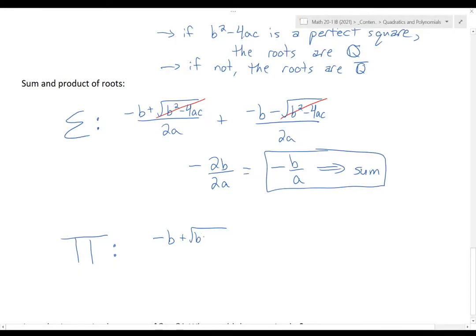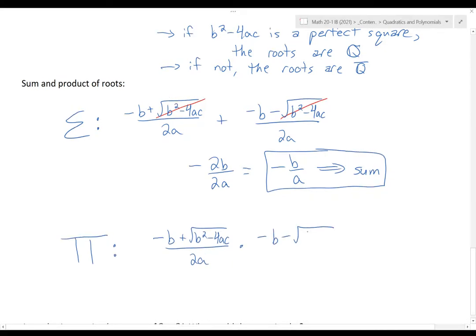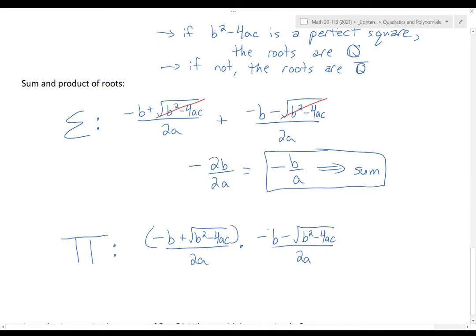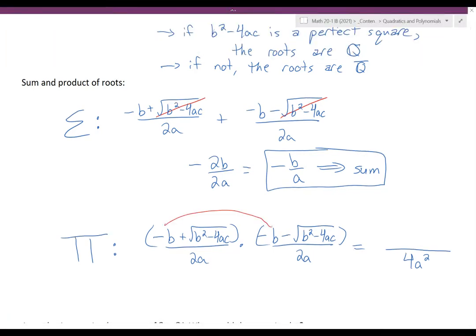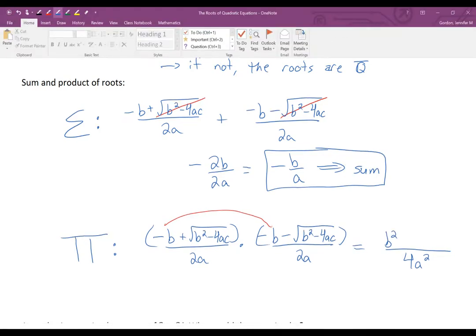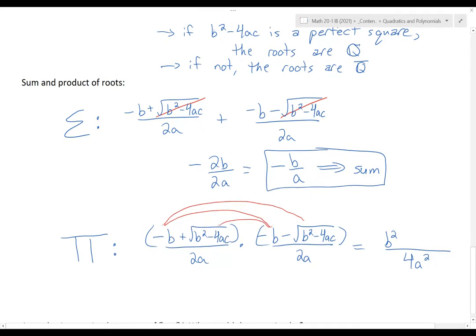And for the product, capital pi is the symbol for product, so negative b plus the square root of b squared minus 4ac all over 2a times negative b minus the square root of b squared minus 4ac all over 2a. When we multiply these together, distributing those two numerators, this is going to end up being over 4a squared. But this is essentially a difference of squares. So when I multiply negative b times negative b, I get b squared.